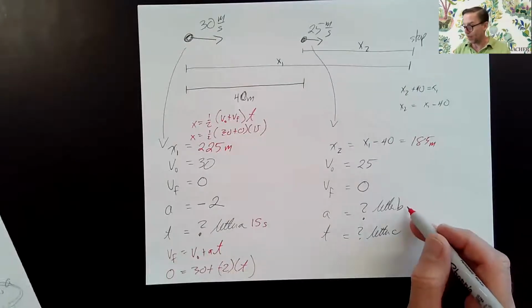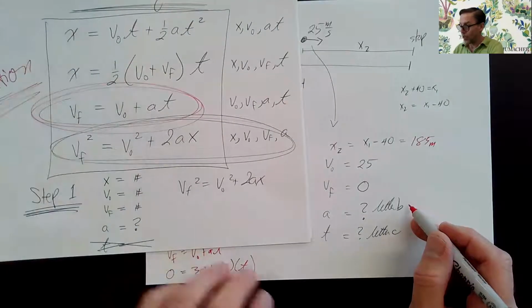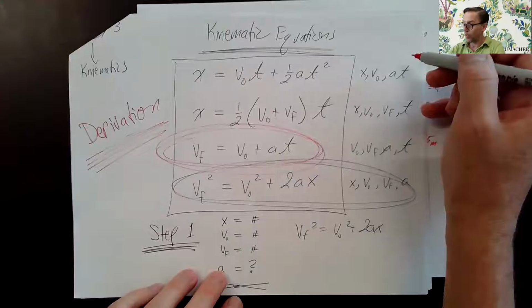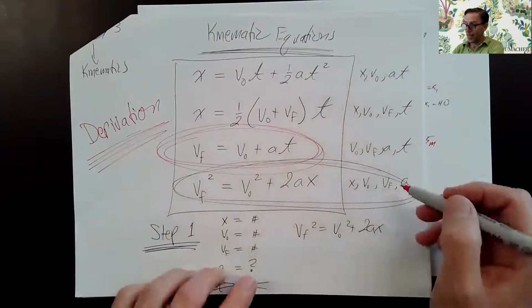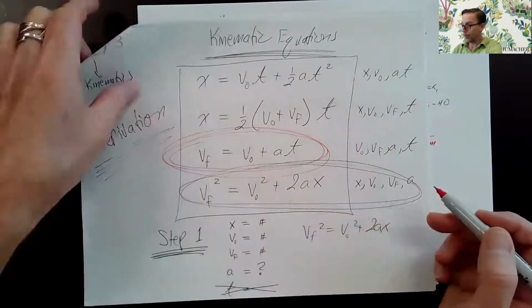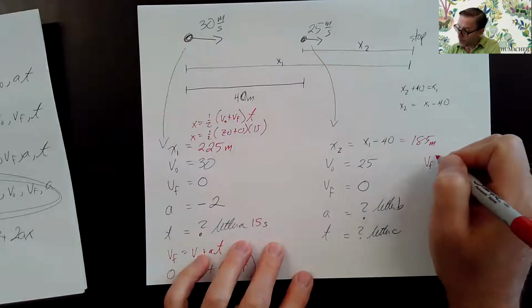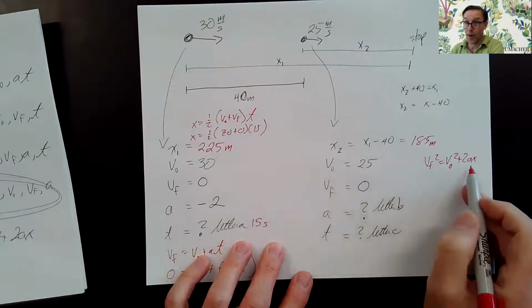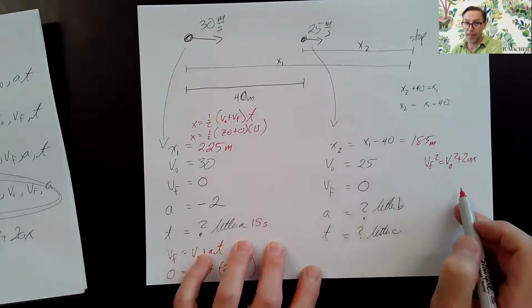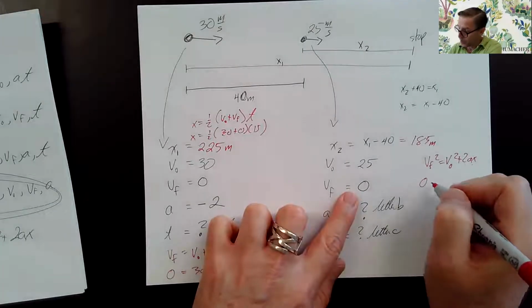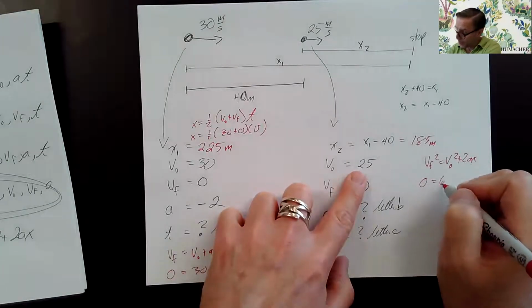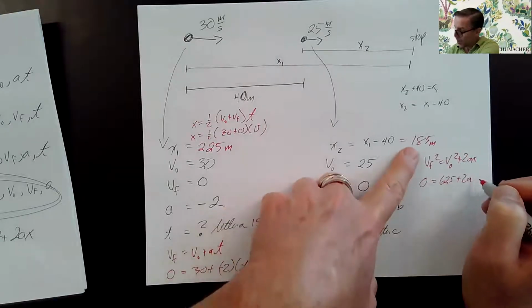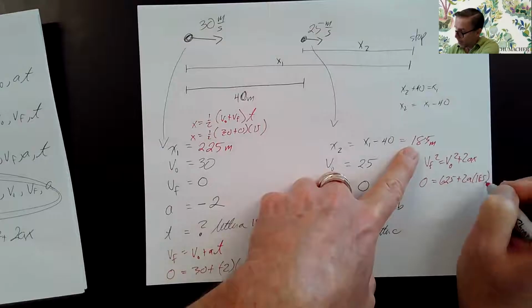I'll find A here. So I want the equation that has X, V initial, V final, and A. Which of these equations does not have T? It's this one. V final squared equals V initial squared plus 2AX. Write the equation first, then plug in the numbers. 0 squared is still 0. 25 squared is 625 plus 2A, 185.